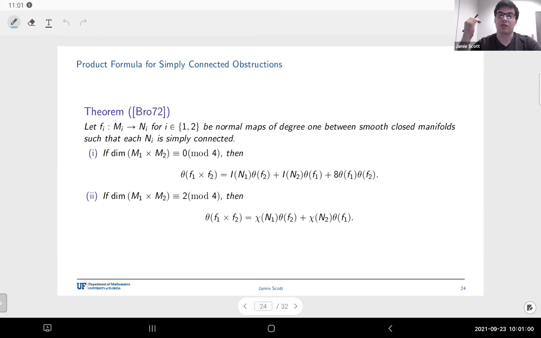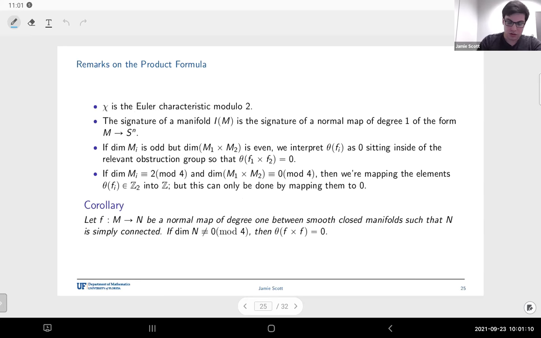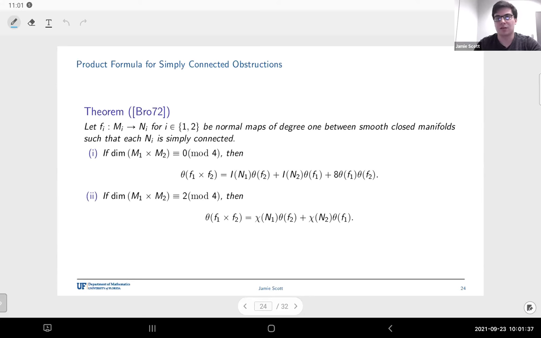Okay. And you kind of have to interpret this in some sort of special way. So the signature of a manifold M_i is going to be the signature of a normal map of degree 1 from M_i to S^n. The dimension of M_i is odd, but the dimension of the product is even. What happens here is we think about theta of F2 and F1 as being 0 sitting inside of the other surgery obstruction group. And so these terms are all zeros. So if either manifold has odd dimension, then this product formula will tell us that the surgery obstruction of the map is 0.